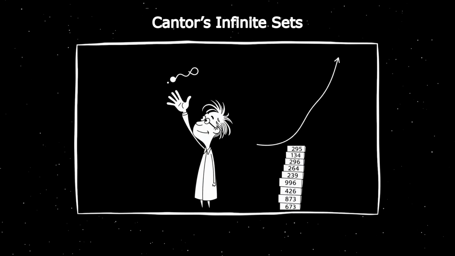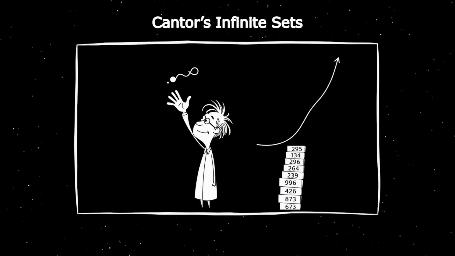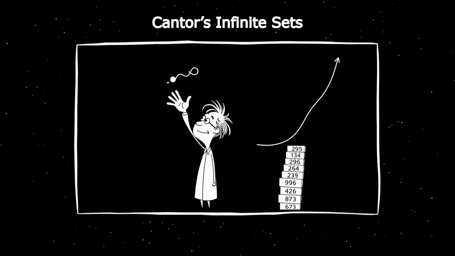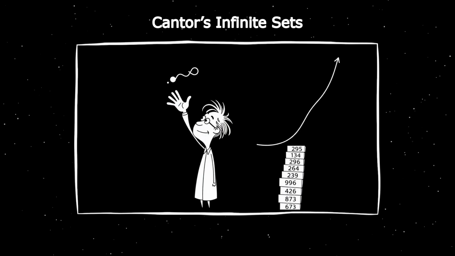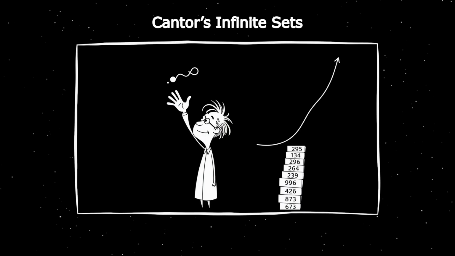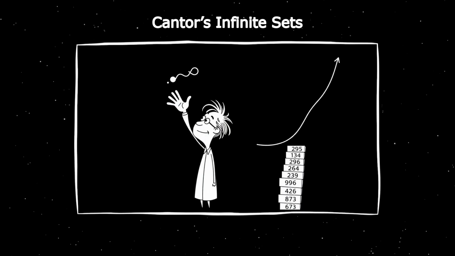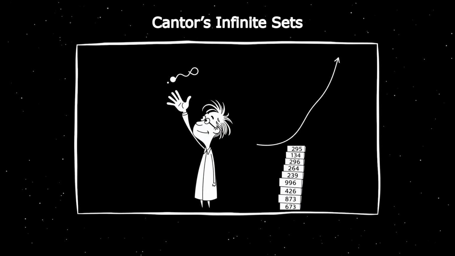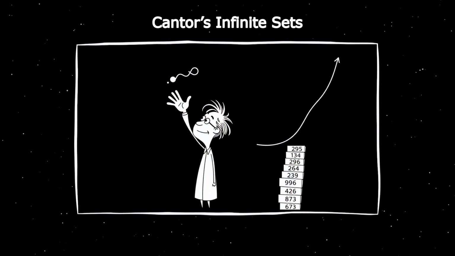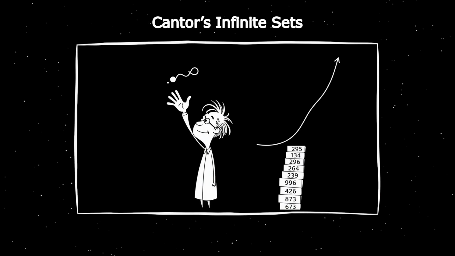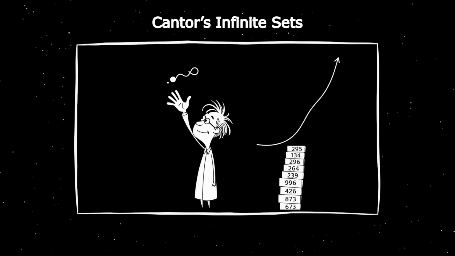This discovery led Cantor to define two specific sizes of infinity: the countable infinity of natural numbers and the uncountable infinity of real numbers. Countable infinity refers to any set that can be listed in a sequence, like the numbers we just discussed. You can count them one by one. Uncountable infinity, on the other hand, cannot be matched in the same manner. It is a higher level of infinity.